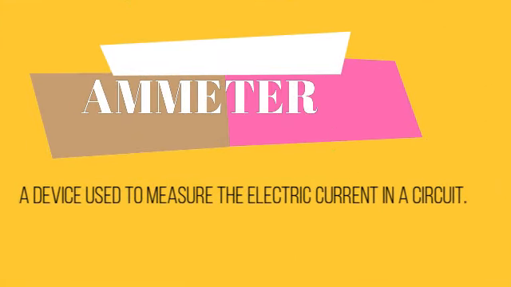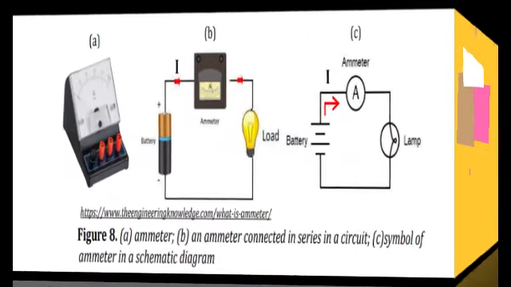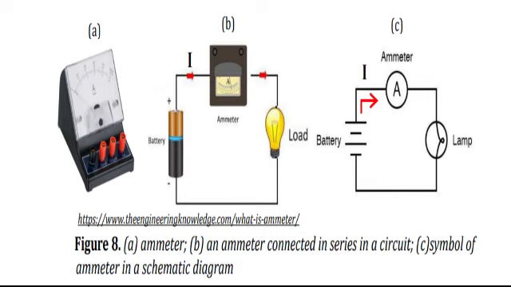An ammeter is a device used to measure the electric current in the circuit. This instrument is connected in series to the circuit. The positive terminal of the ammeter is connected to the positive terminal of the cell or battery, and the negative terminal of the ammeter is connected to the negative terminal of the cell or battery. From figure 8, we can see the conventional flow of current from the positive terminal to the negative terminal of the ammeter. We can see from figure A, the ammeter, from figure B, an ammeter connected in a series in a circuit, and from figure C, the symbol of ammeter in a schematic diagram.